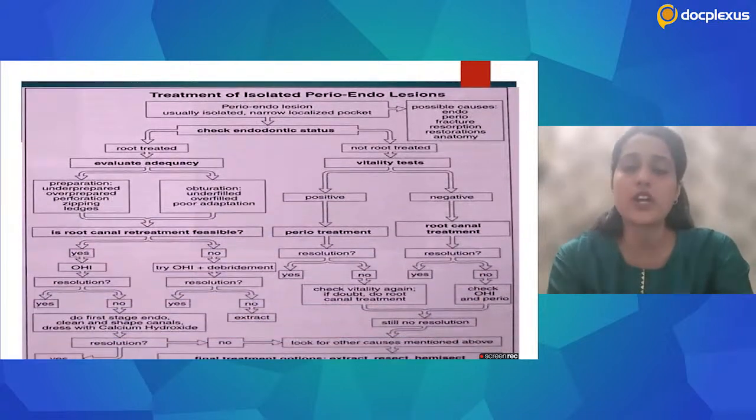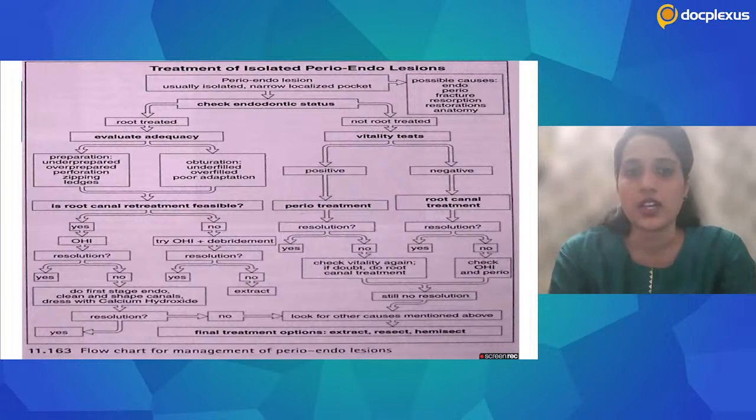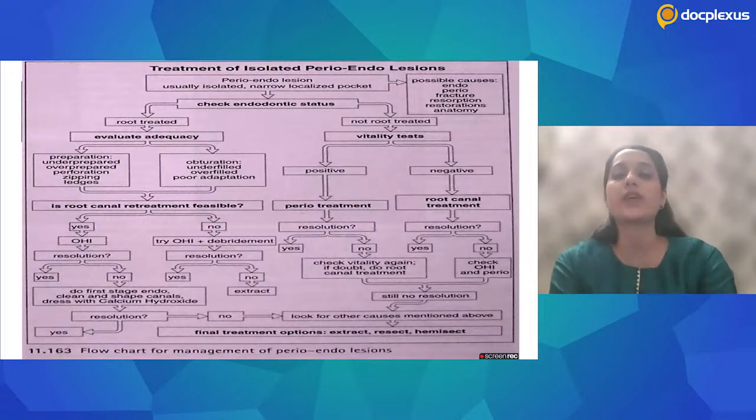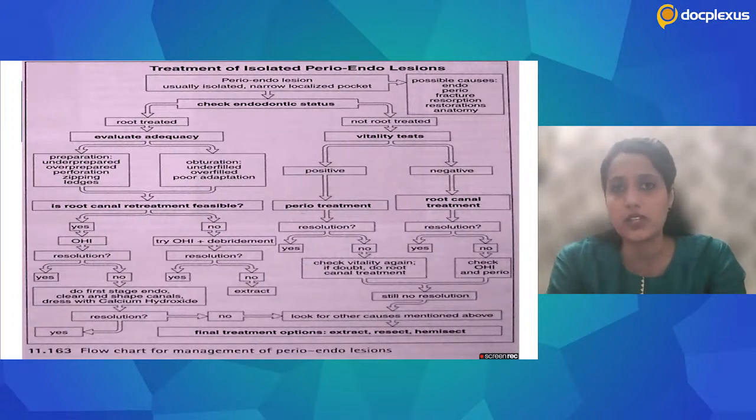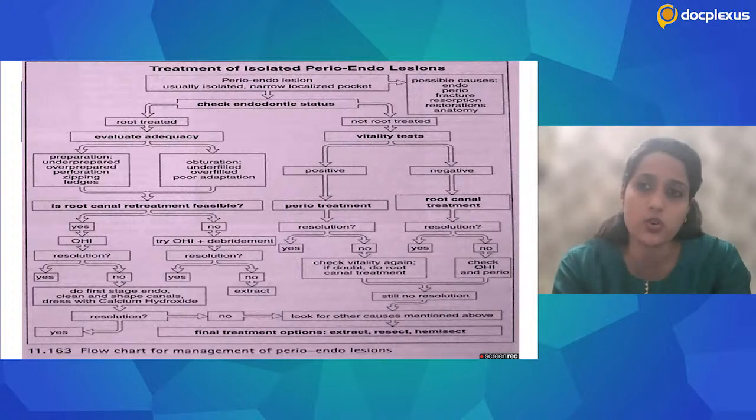This is one more chart that shows how you will treat an isolated endo-perio lesion. Just a basic thing: a primary endo lesion is usually isolated, localized, and has a narrow pocket. We should check the endodontic status. If root canal treatment can be done, then we should repair the tooth, or go for root canal treatment in a proper way. It should not be overprepared or underprepared, overfilled or underfilled, and no ledge, zipping, or perforation should be present.